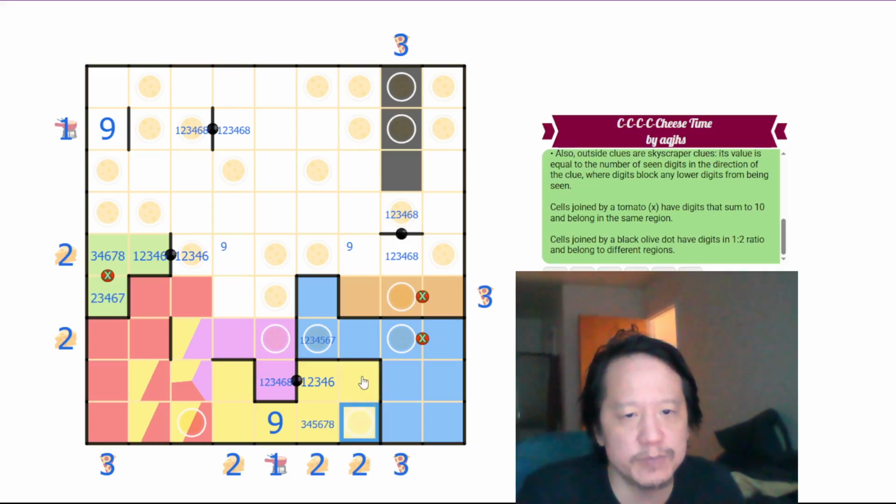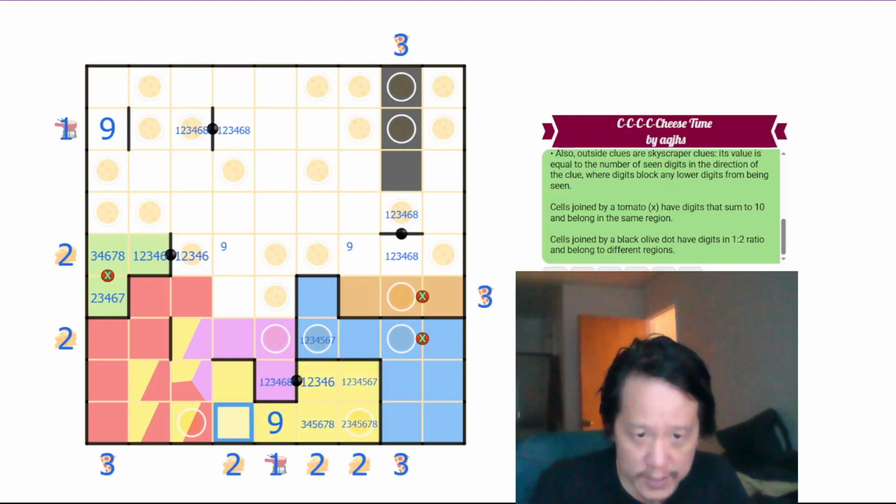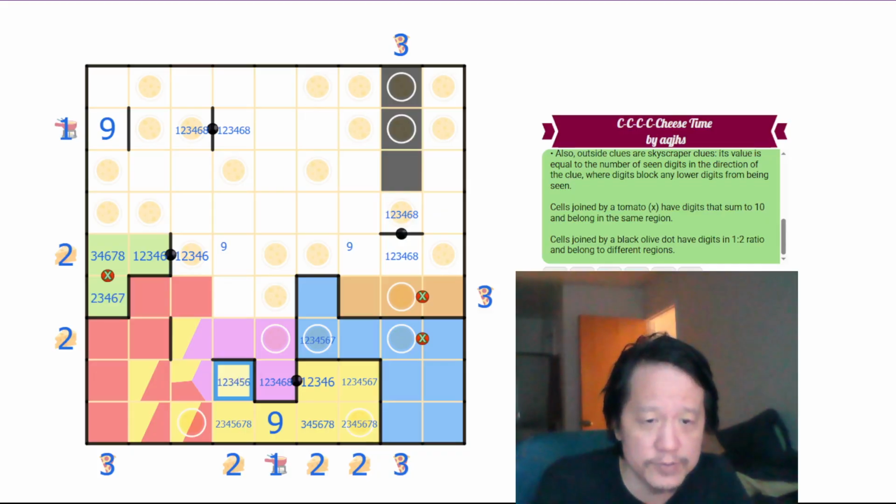This digit must be greater than at least one other digit. So this is 2 through 8. This is 1 through 7 there. Same with this. 2 through 8. 1 through 7 there.